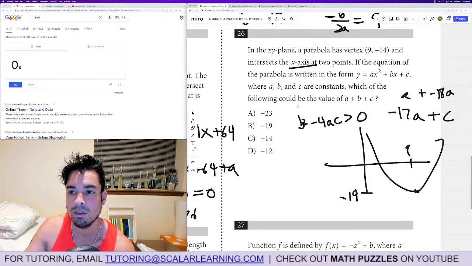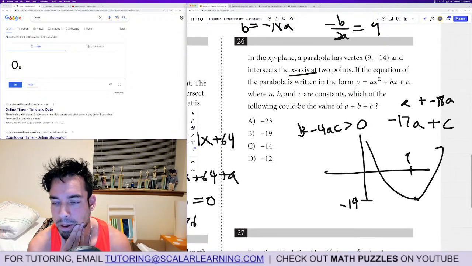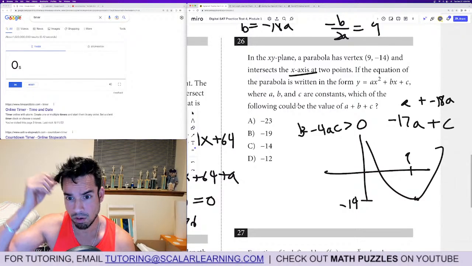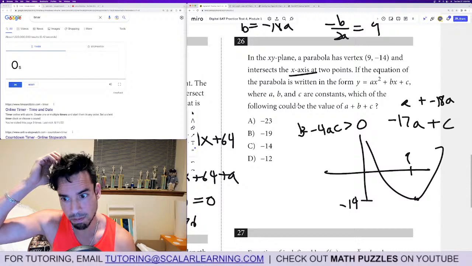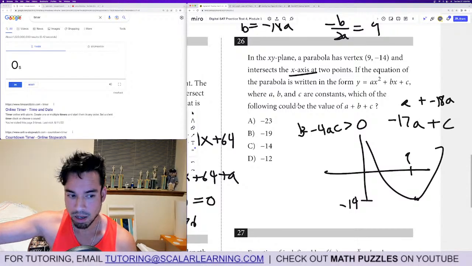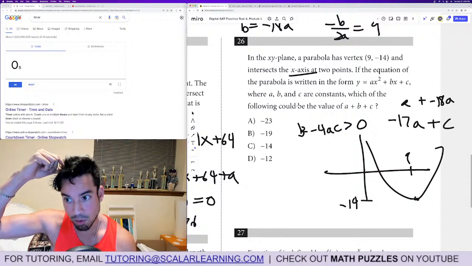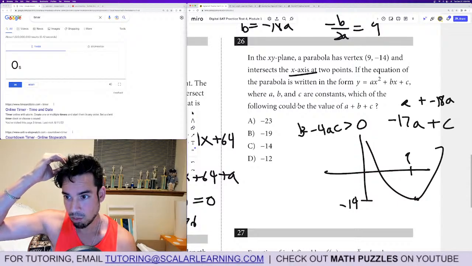Here, let me see this. The xy-plane has a parabola with a vertex of 9, negative 14 that intersects the x-axis at 2 points. It's written as y equals ax squared plus bx plus c. And it intersects at 2 points, so a is positive. And then, which of the following could be the value of a plus b plus c? A plus b plus c. Because I don't think we know that c is positive or negative. But we know that negative b over 2a is definitely 9.